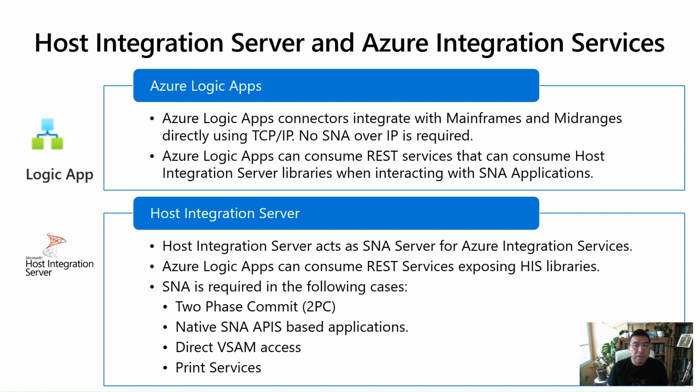When is SNA required? Typically in scenarios where you have to do a commit, right? There is no eventual consistency in making a withdrawal, a deposit, or a payment. So in this particular case, you will be governed by the two-phase commit paradigm, native SNA API-based applications. You need direct VSAM access. Or you need to access print services. So in those cases, you need pretty much SNA or SNA over IP, or you will be interacting with SNA APIs or SNA capabilities to some degree.